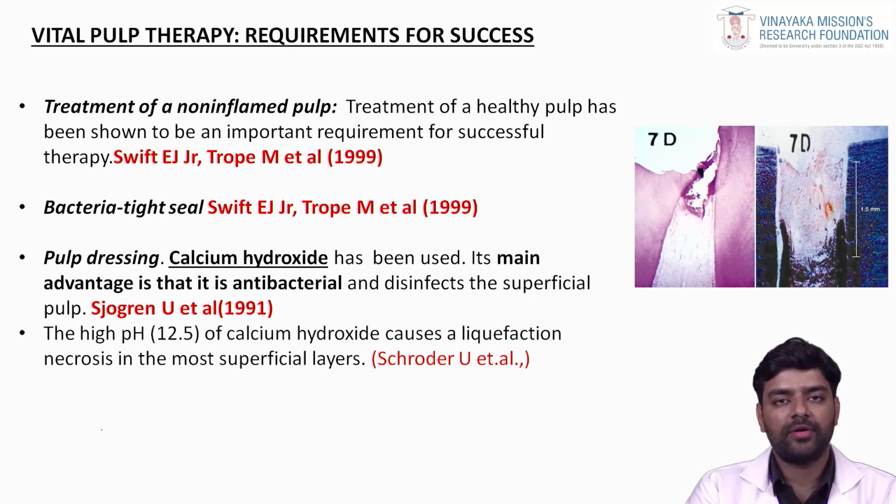The requirement for success of vital pulp therapy is treatment of non-inflamed pulp. The treatment of healthy pulp has been shown to be an important requirement for successful therapy. A bacterial tight seal is very important. Then for pulp dressing, calcium hydroxide has been used. Its main advantage is that it's antibacterial and disinfects the superficial pulp. Calcium hydroxide has a high pH of 12.5, which causes liquefaction necrosis in the most superficial layers.